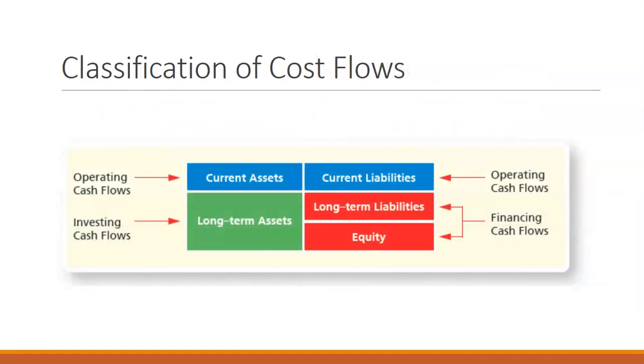So when we break down our balance sheet, we have that current assets and current liabilities go in the operating section of a statement of cash flows. Long-term assets, which are property, plant, equipment, and intangible assets, go in the investing section. And long-term liabilities and equity belong in the financing section of a statement of cash flows.